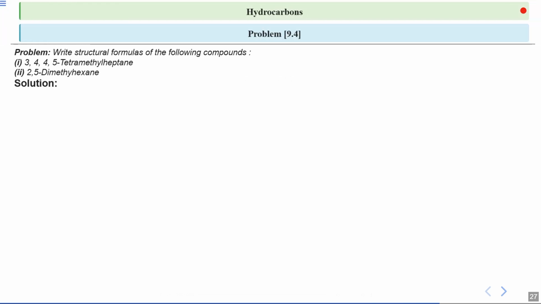Remember the steps. So we are starting with a problem where we need to write the structural formula for 2 specific hydrocarbons. The first compound is 3,4,4,5-tetramethylheptane, and the second is 2,5-dimethylhexane. Let us explore how to approach this.